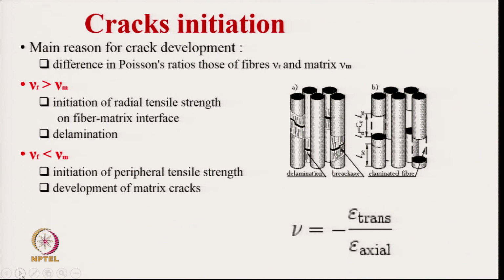That means delamination results. On the other hand, if the Poisson's ratio of the fiber is smaller than the Poisson's ratio of the matrix, initiation of peripheral tensile stress takes place. That means it develops matrix cracks. So, this is how delamination and matrix cracks are justified.